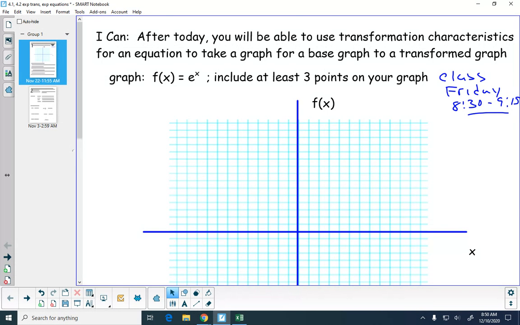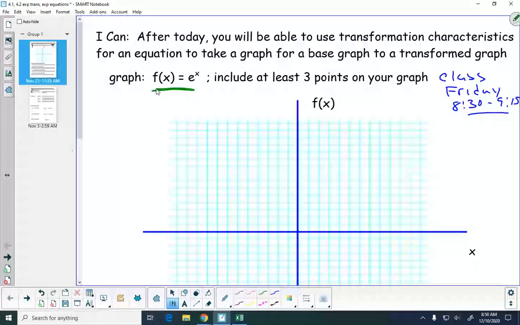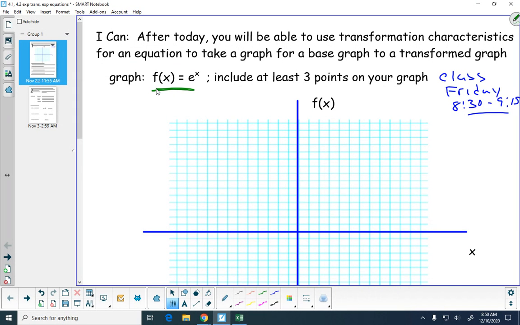Today we're going to start with an exponential function and look at graphs of functions and the idea of a translation, and how we can utilize translations to help us with our graph. If we have the function e to the x and I want to graph e to the x, well, I can make a table.